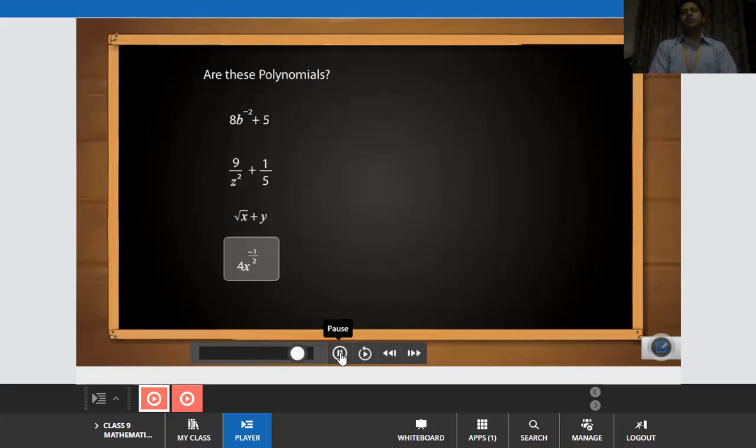So here we can see four examples. First one is 8b raised to power minus 2 plus 5. Because the power of the variable is a negative number, this is not a polynomial. This is a simple algebraic expression.